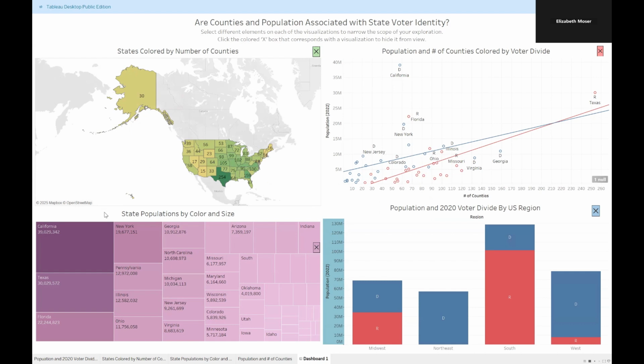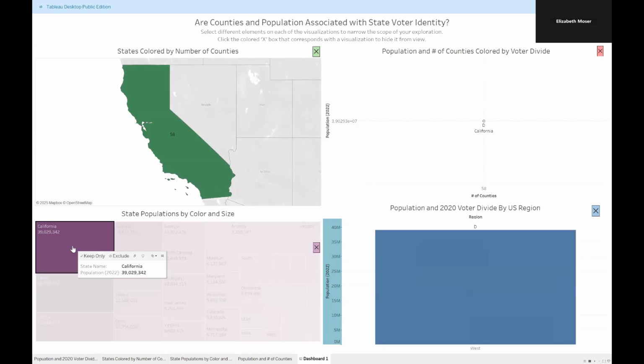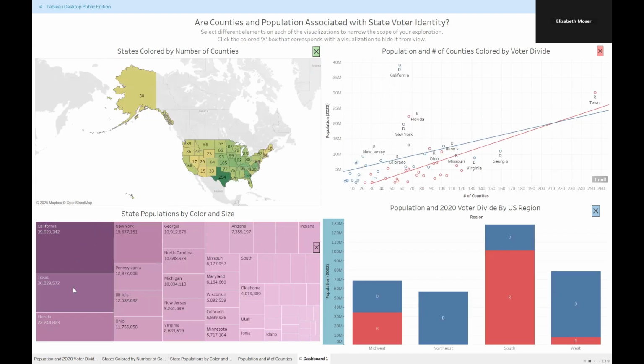In the second visualization, we use a tree map to show state populations arranged by cell size and color. The larger and darker purple the cell, the more people live in a particular state. California is the most populous state, with more than 39 million people living there. Following closely behind California is Texas, which about 30 million people call home. Both of these states are generally the same size and population, but remember, Texas is divided into many more counties.